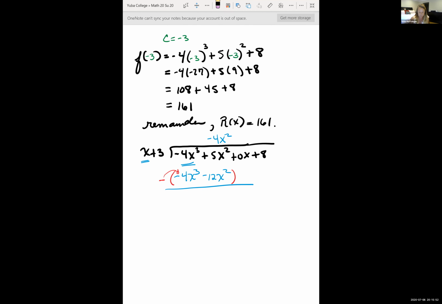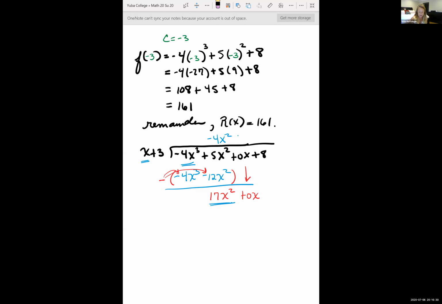So this is a negative 4x cubed, really plus a 4x cubed cancels, which was the whole point of choosing what we did. This is a 5x squared, but this is minus a negative, so plus 12x squared. 5 plus 12, so this is a 17x squared. Bring down our next term. I guess we could bring them all down if we wanted to, plus 0x. So continue that. What can we multiply x by to get back 17x squared?